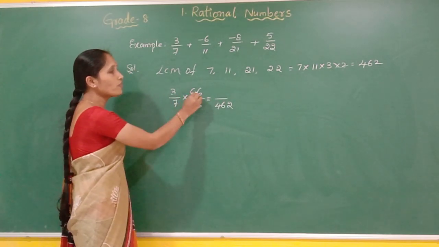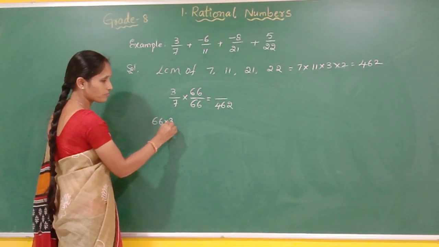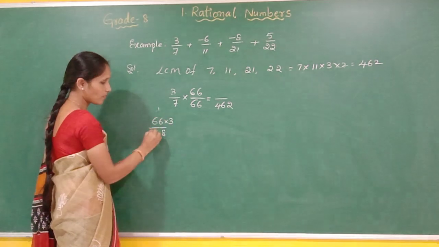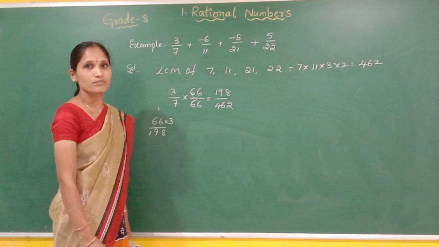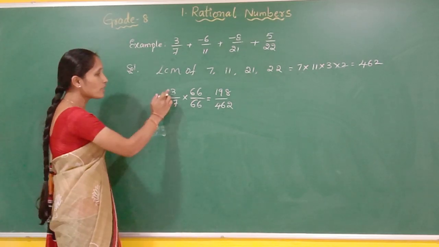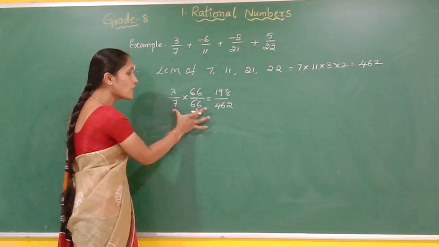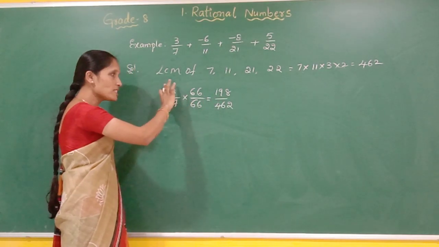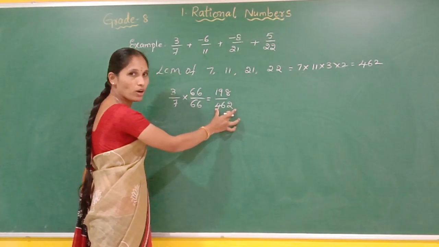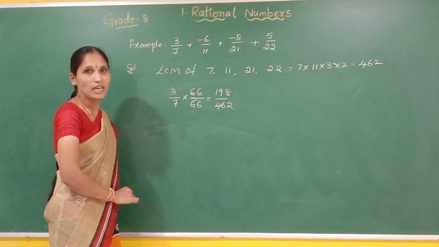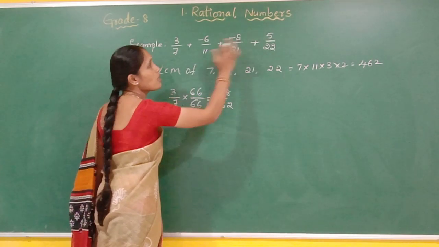Now, what is the product of 3 and 66? Yes, that is nothing but 198. Now, this fraction 3/7 is equal to an equivalent fraction. 3/7 and 198/462 are equivalent fractions. In the same way, we will write equivalent fractions of the other given numbers also.